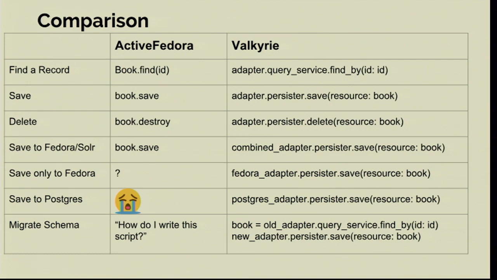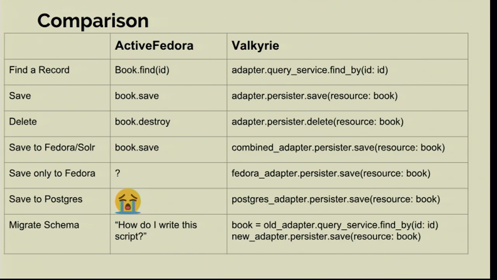To save a thing, you pass it to a persister instead of doing .save. To destroy a thing, it's another method on the persister. If you want to save to both Fedora and Solr, then we have tools in Valkyrie to combine different adapters so that it will do both at the same time but act like one.